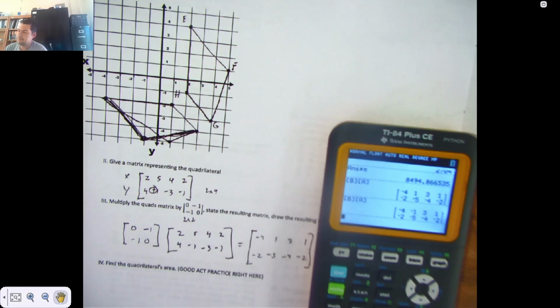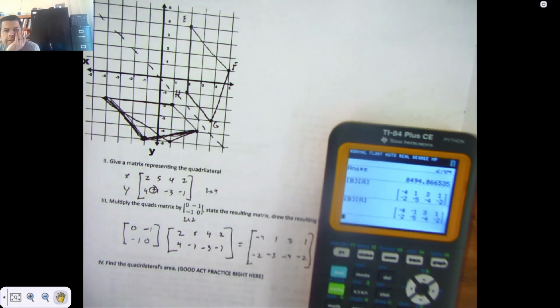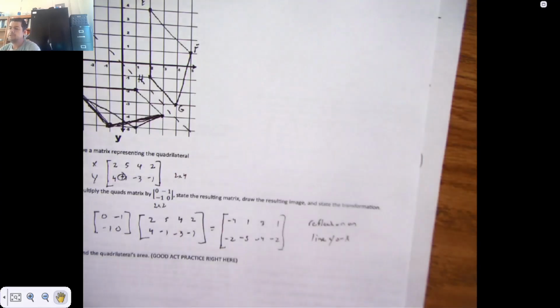So what happened here? Something interesting happened here. That's the line of reflection. It was a reflection. It was reflection on the line y equals -x. I'm tempted to call it origin reflection, but I don't think it is. It's a reflection on that particular line, and that's y equals -x.